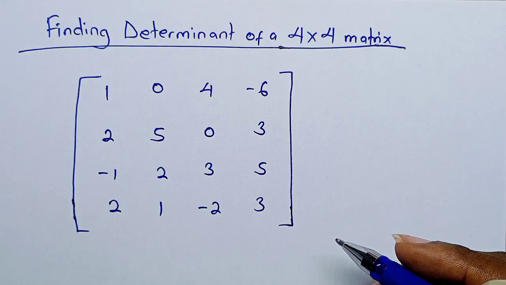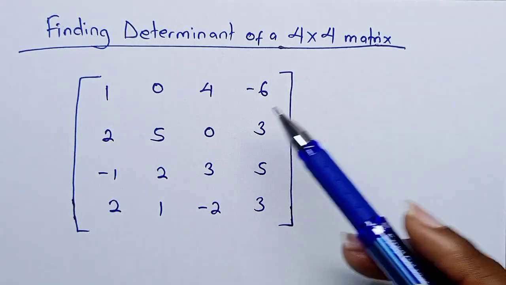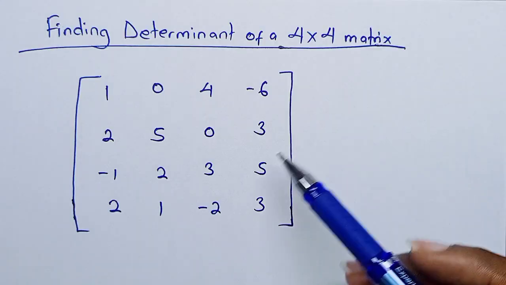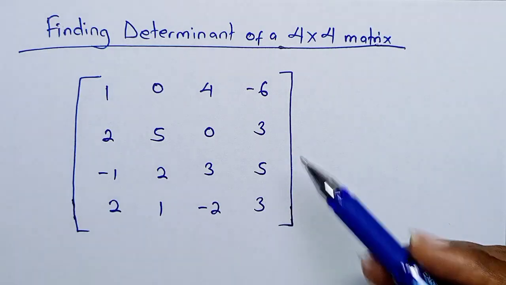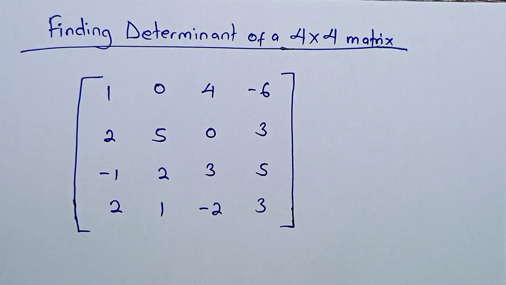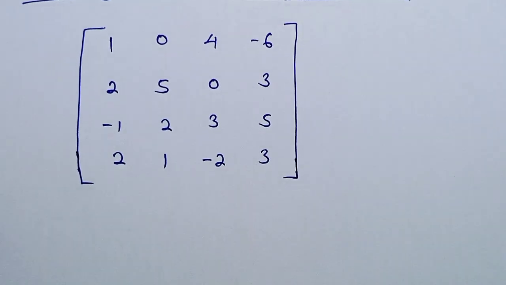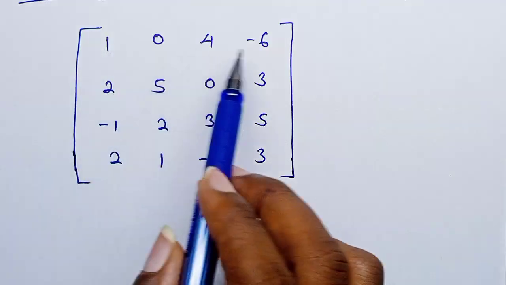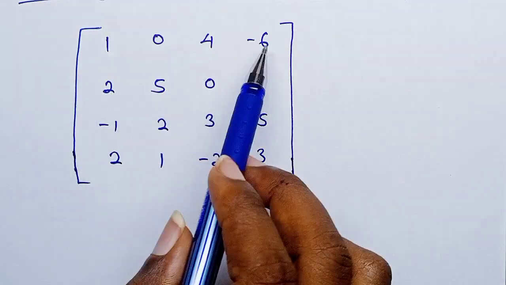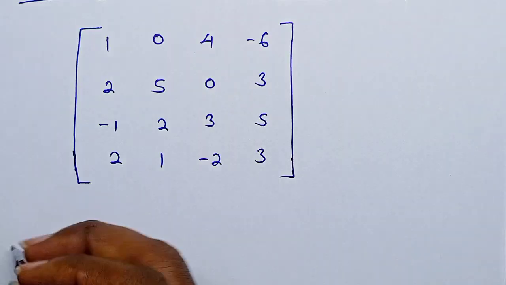In this video, we are going to look at how to find the determinant of a 4 by 4 matrix, just like this one. So how can you find the determinant of this? You're going to use the same approach as finding one for a 3 by 3 matrix, where we use minors. So we are going to first consider the top row: 1, 0, 4, and -6.